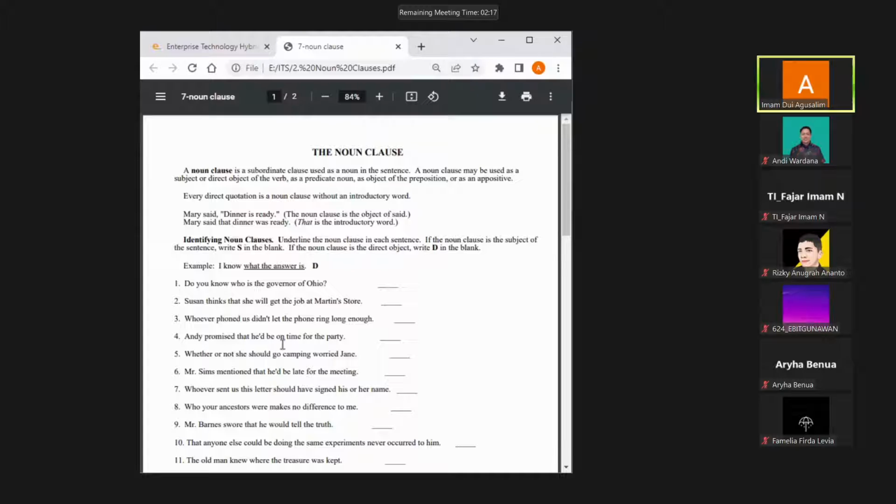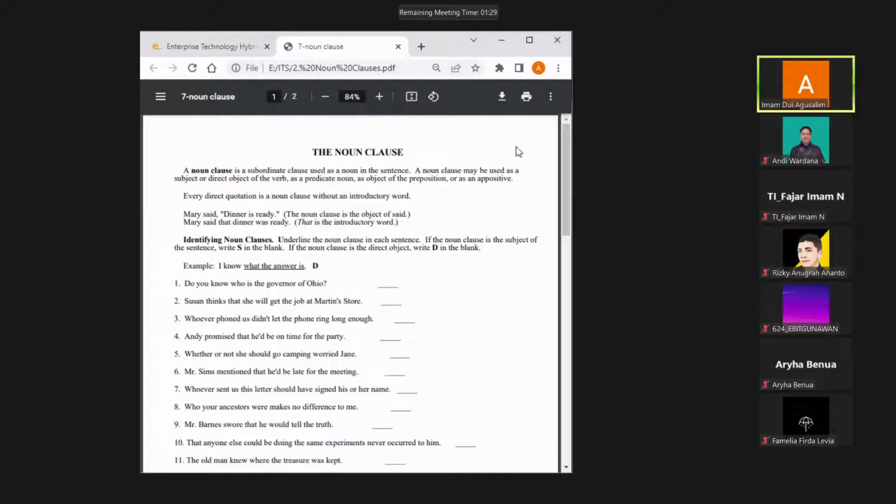Oke, kita akan latihan ini sebentar. Do you know who is the governor of Ohio? Nah, Anda lihat di sini, do you know? Kemudian who is the governor of Ohio? Maka noun clause, karena yang dipertanyakan adalah noun clause-nya. Kemudian if the noun clause is the subject of the sentence, write S, ya, subject. If the noun clause is the direct object, write D. Nah, tentu saja ini adalah D, direct object. Oke, jadi ada objek langsung berupa kalimat.